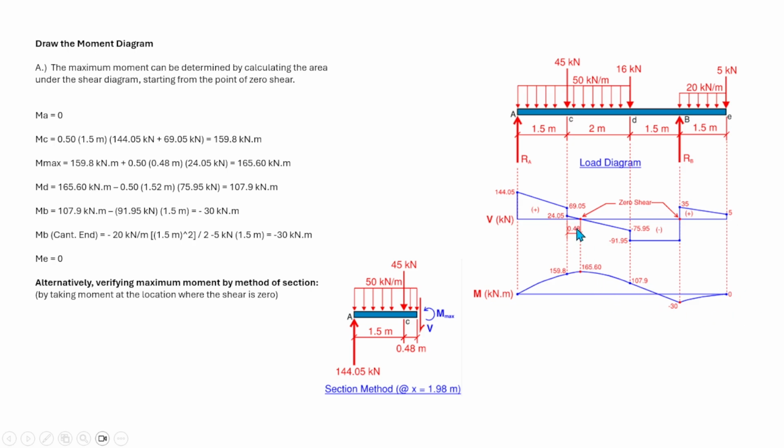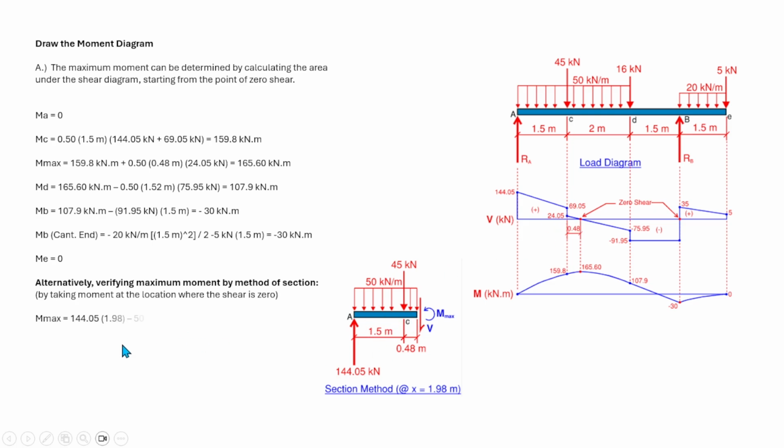If you encounter this kind of problem, this is a little bit complicated. So at this point, you can sum up moment at this point by the method of sections from here to there. That is 1.98, the location where the shear is 0. So this is the only way where we can determine the maximum moment using the method of sections.